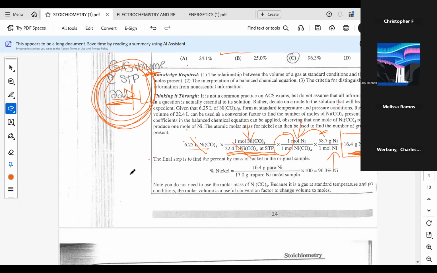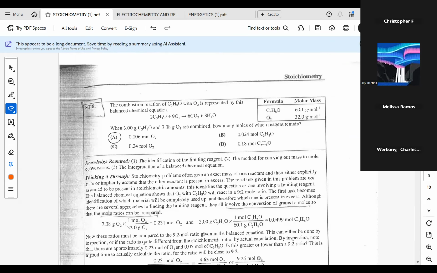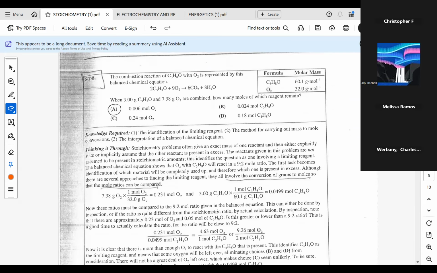The last and final step that they're looking for, I apologize, I thought we were just looking for mass, but we're looking for the percentage. So we would divide our 16.4 grams by 17, and we would end up with almost a 96, 96.3% of nickel in our original impure sample. So don't forget PV equals nRT. Don't forget if you want to memorize the molar volume of a gas: 1 mole of an ideal gas at STP will have 22.4 liters.